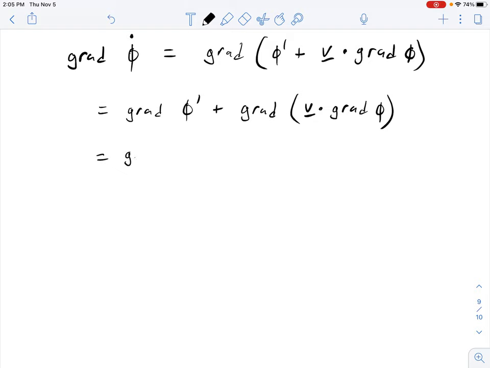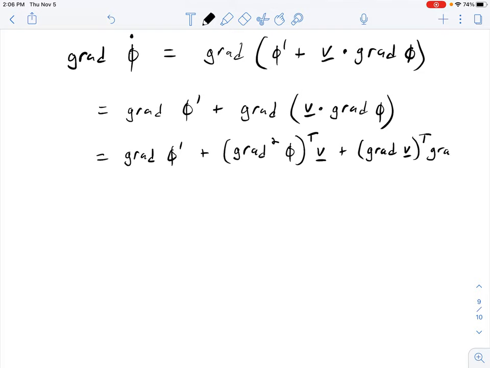That is equal to grad phi prime plus, we'll call it grad squared, so the gradient of the gradient of phi transpose acting on v, plus grad v transpose grad phi. So remember that the gradient of the gradient of a scalar field would be a tensor field, so it makes sense to take the transpose of it, because the gradient of a scalar field is a vector field, and the gradient of a vector field is a tensor field.